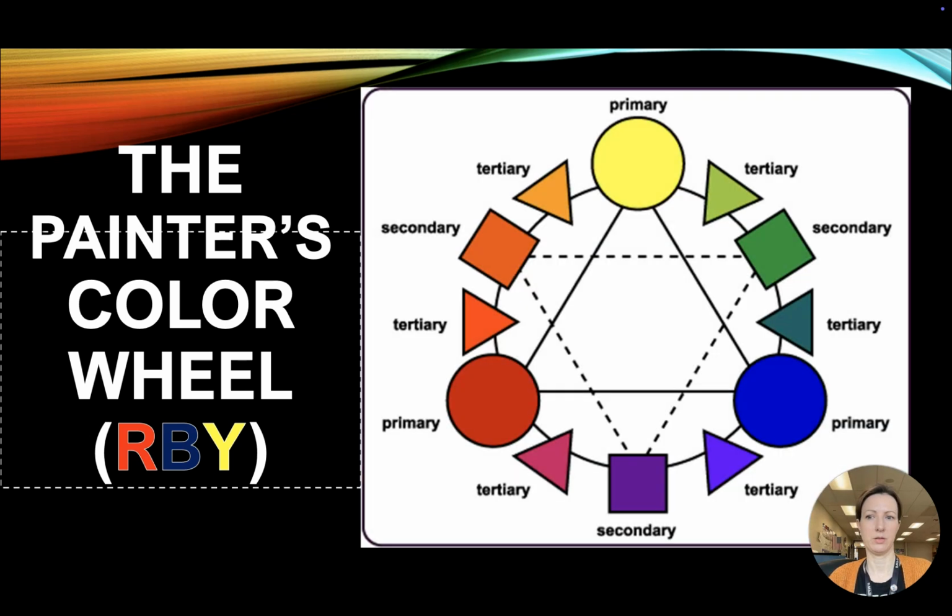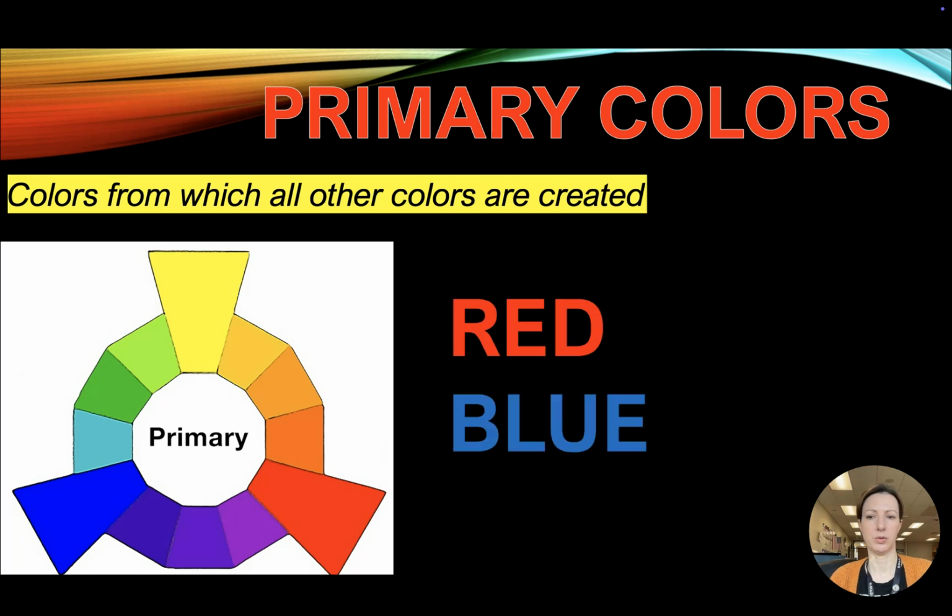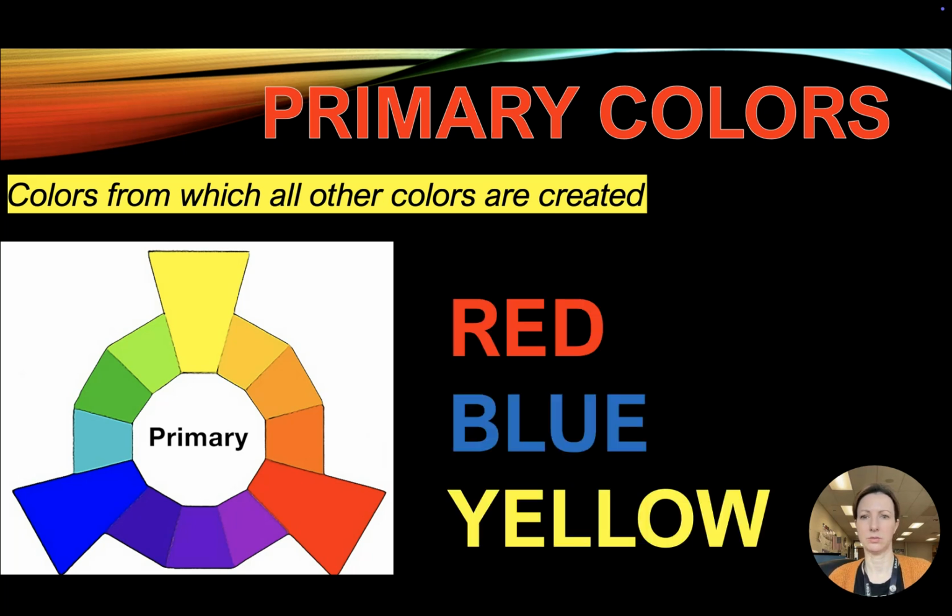So the color wheel. This is the painter's color wheel. This is the color wheel you probably learned about in kindergarten. There are different types of color wheels, but we're going to focus on this one right now. So we have primary, secondary, and tertiary colors on our color wheel. Our primary colors are the colors from which all the other colors are created on this color wheel. So we have red, blue, and yellow.